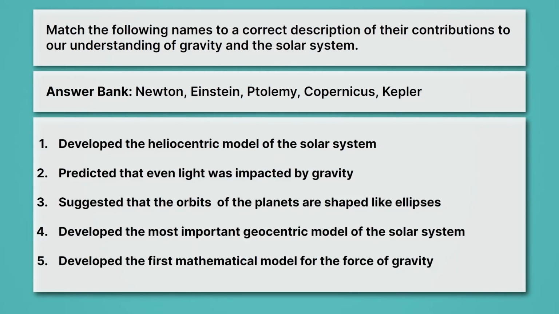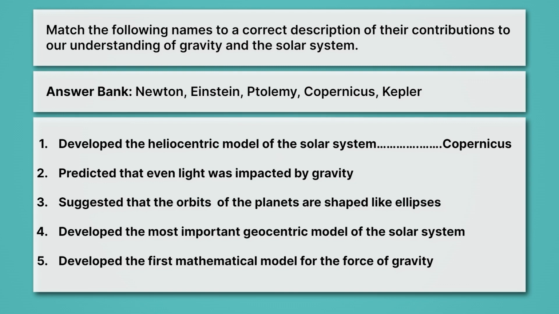Let's review all of the characters we've studied in this story. Pause the video and see if you can match each of these descriptions to the correct person from history. All right, let's go through the answers here. Who developed the heliocentric model of the solar system? Well, that would be Copernicus. He's the one who first suggested it.